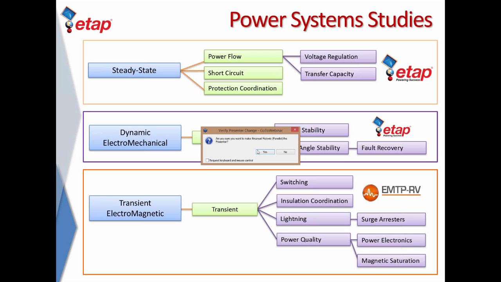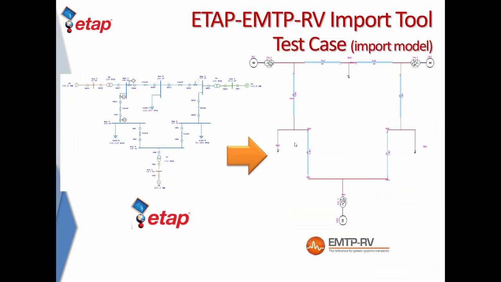And as Emmanuel mentioned, the interface between ETAP and EMTP-RV will be available with ETAP 14, which is to be available end of this quarter, beginning early next year. That's essentially the time frame.